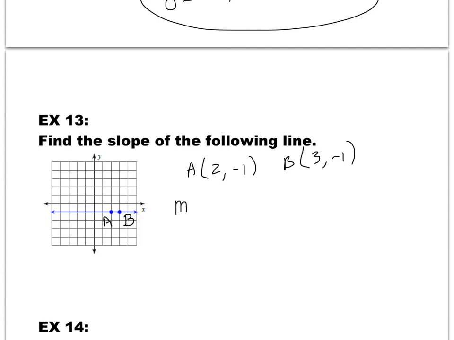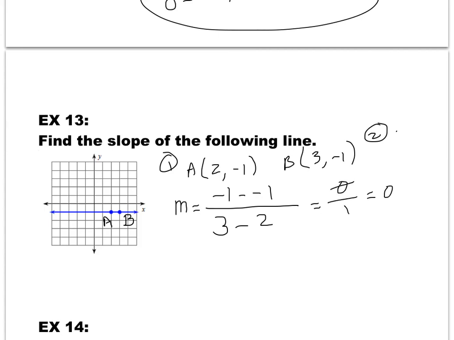Now, by definition, m is y2 minus y1 over x2 minus x1. Let's pick this one to be point 1 and this one point 2. Then y2 is -1, the y coordinate of the second point, and y1 is the y coordinate of the first point, so it's minus 1, divided by x2, which is 3, minus x1, which is 2. Minus 1 minus minus 1 is minus 1 plus 1, which gives you 0, over 3 minus 2 which is 1, so you get 0. And as I said before, for a horizontal line, the slope is 0. And that's why you got 0.